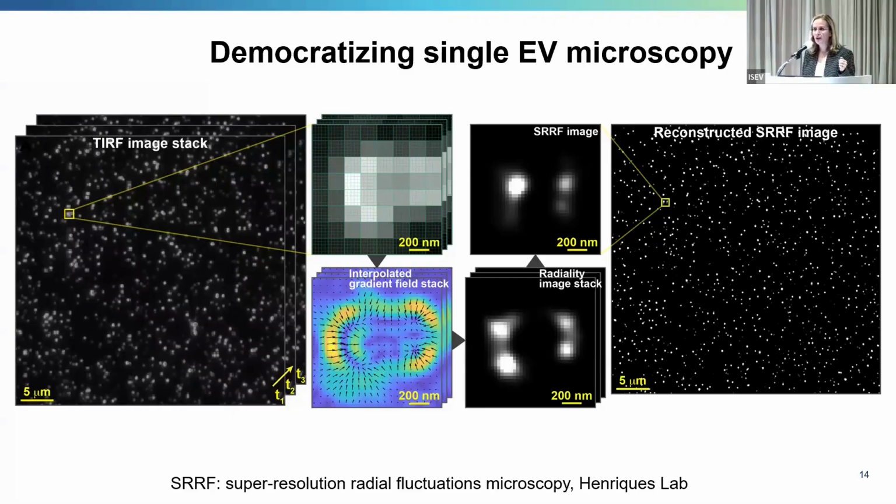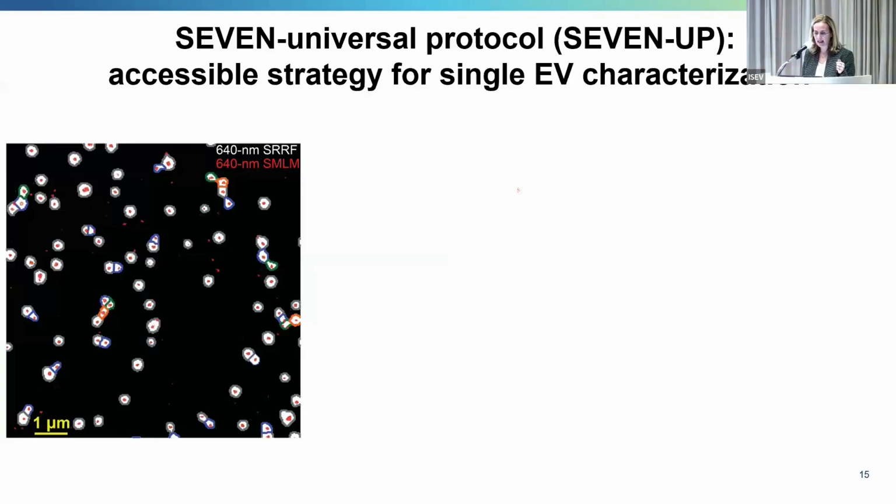And this is really where Anders was leading this effort. We spend a lot of time in a microscope room, so we actually have a lot of time to come up with acronyms. So this was 7UP, 7 Universal Protocol. And this is really a machine learning based method where we did SMLM and SRRF side by side. And we basically trained our method to segment vesicles. So you can see these beautiful segments on this image.